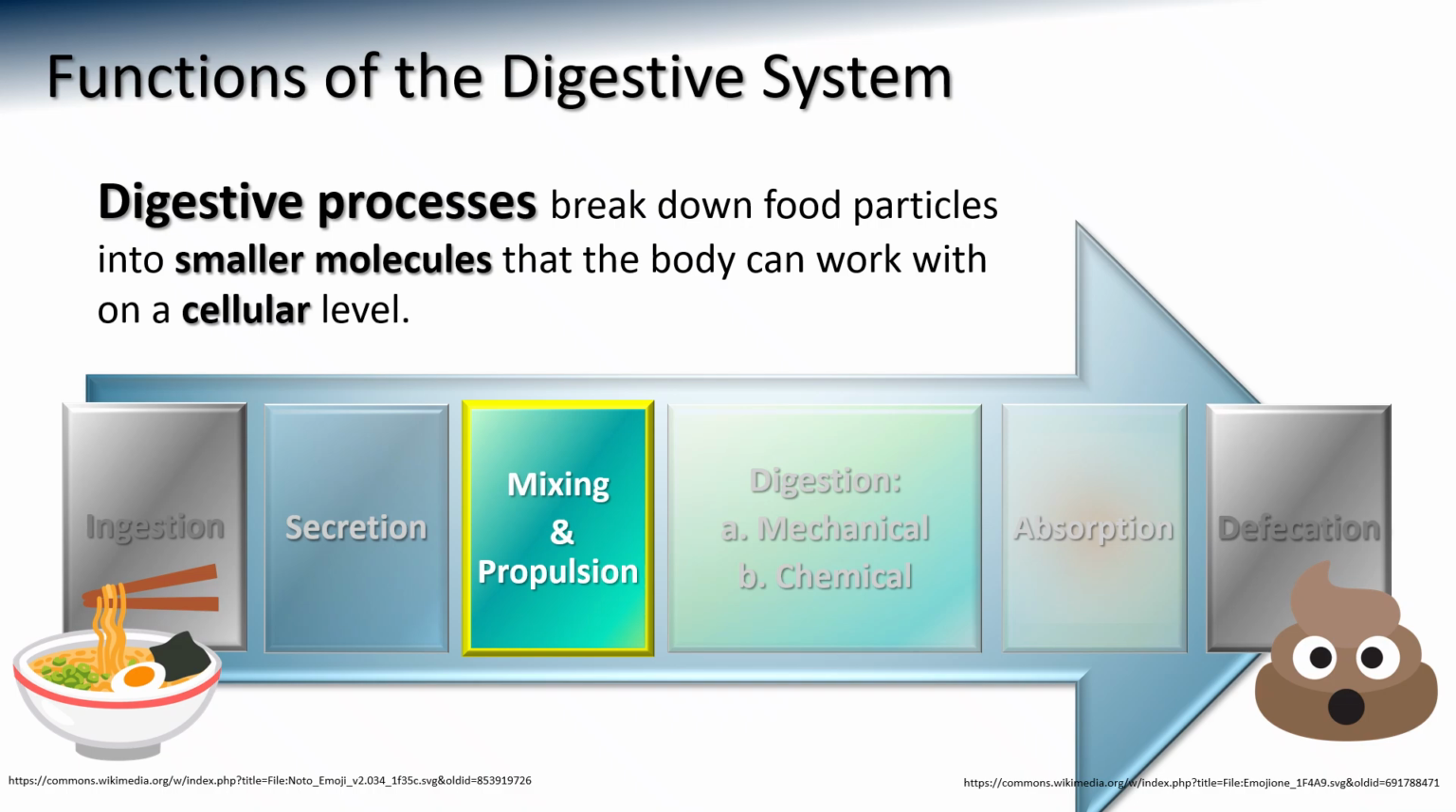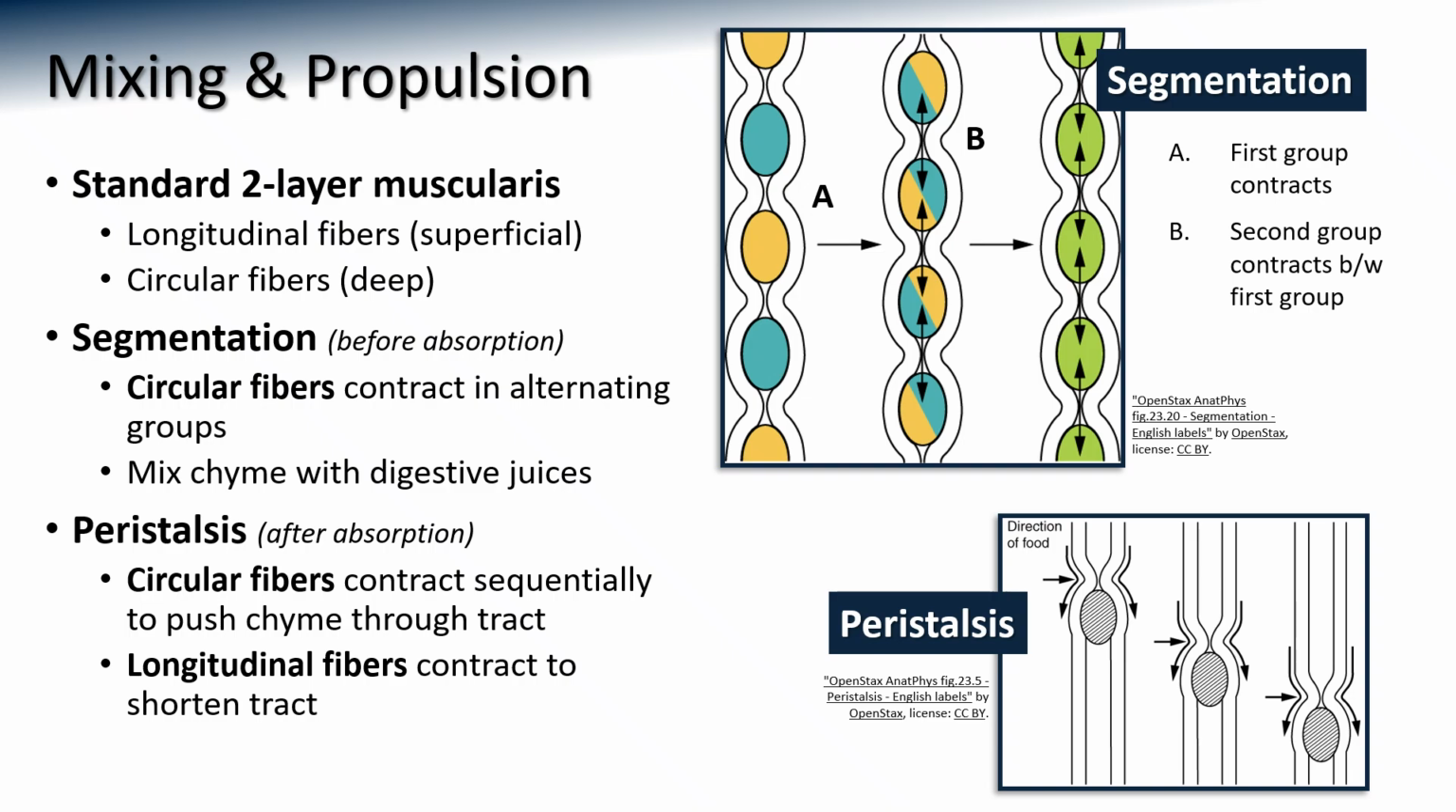Mixing and propulsion is once again going to be carried out by the muscularis layer. The muscularis in the small intestine is pretty bog standard. Two layers: we've got longitudinal fibers superficially, and then circular fibers sitting deep to those. These are going to coordinate their contractions to move the chyme traveling through here in a couple of different ways.